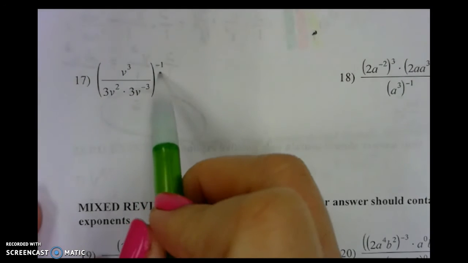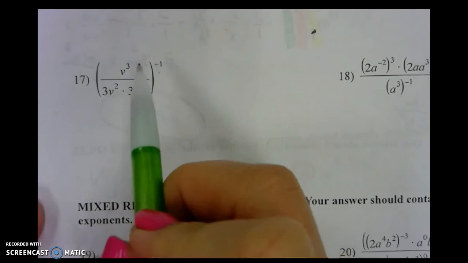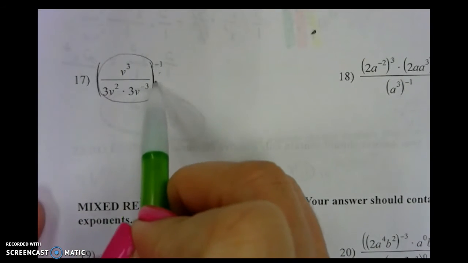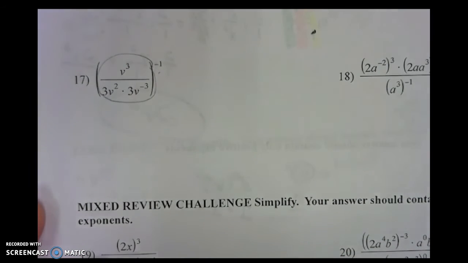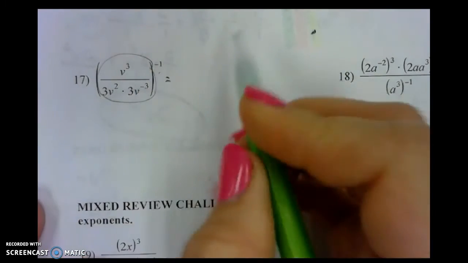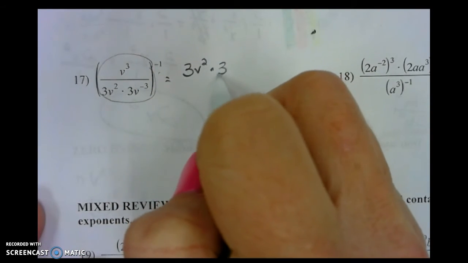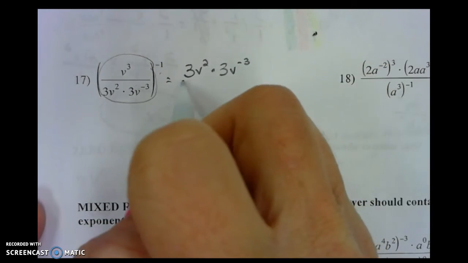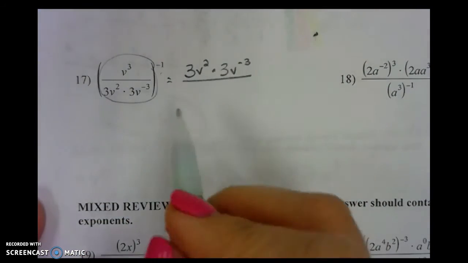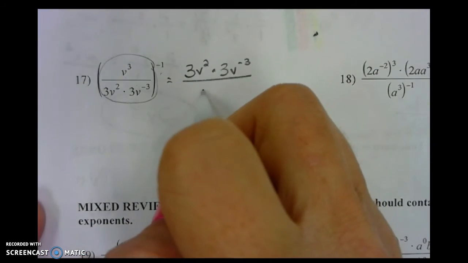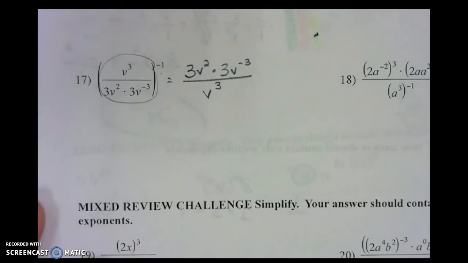Again, I have this negative exponent on the outside, so I'm going to take the entire fraction and flip it over to make that exponent positive. So my denominator, 3v squared times 3v to the negative 3, moves to the numerator, and my numerator, v to the 3rd, moves to the denominator.